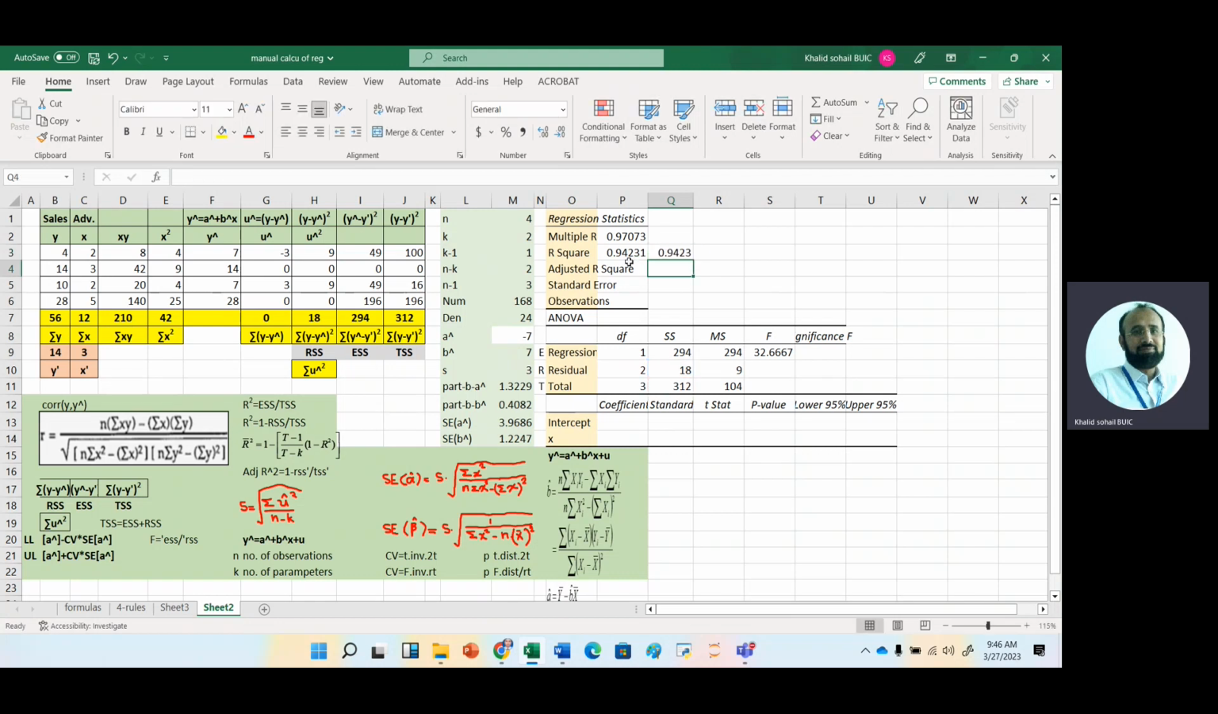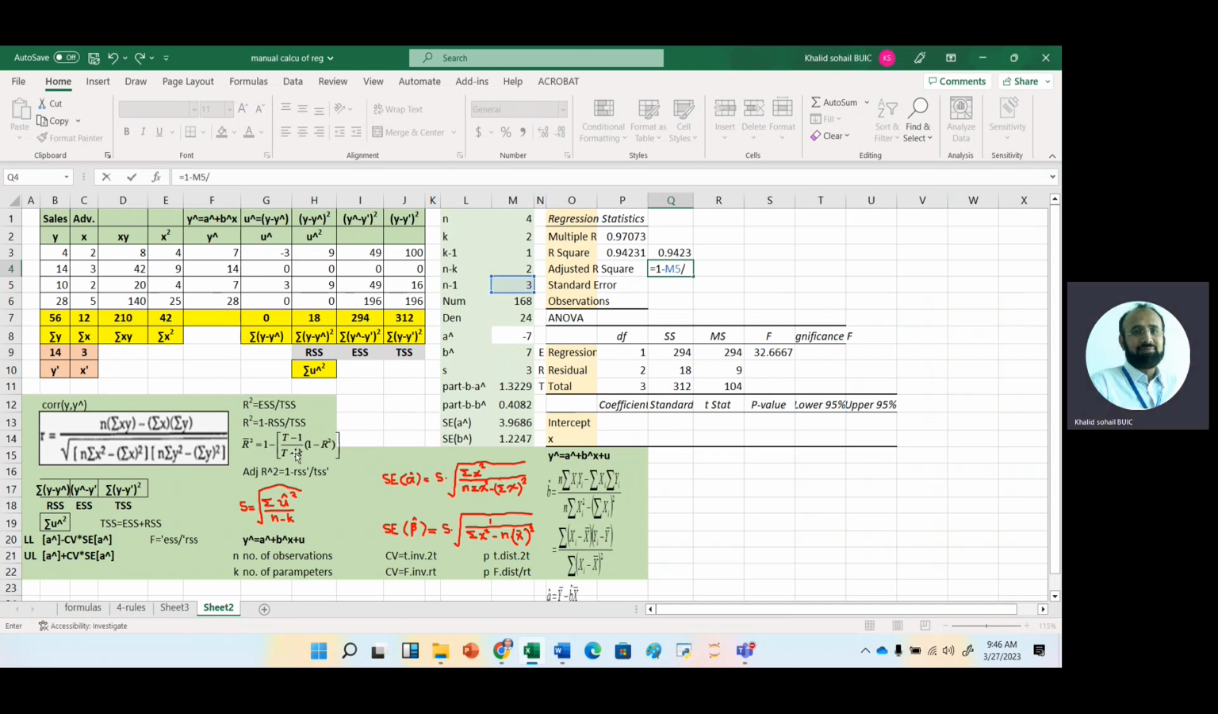So the same answer. Now adjusted R square, again we have two formulas for adjusted R square. One is n minus 1 divided by n minus k multiplied by 1 minus R square, and this term is subtracted from 1. So it is basically 1 minus, then we have this n minus k minus 1, means this one.